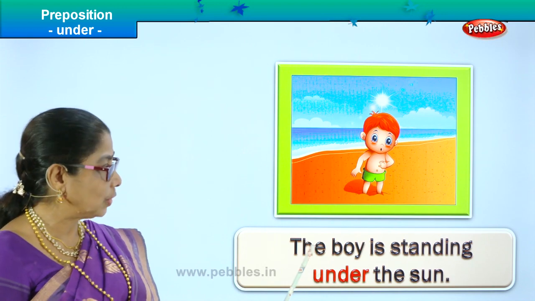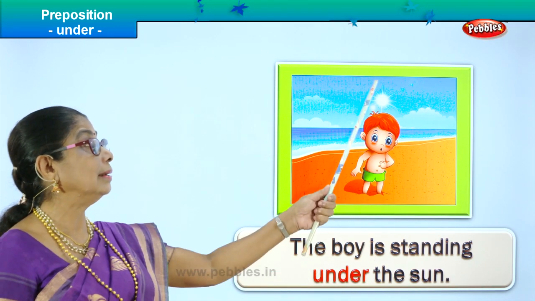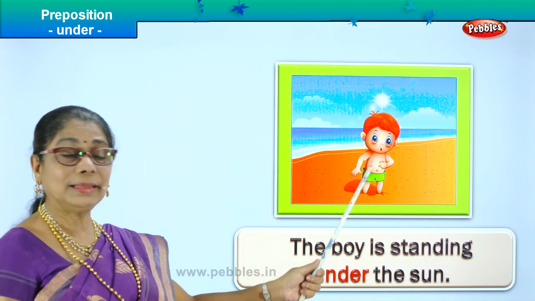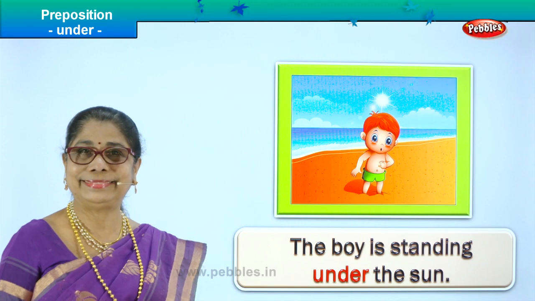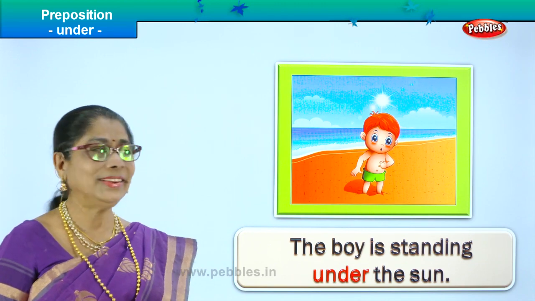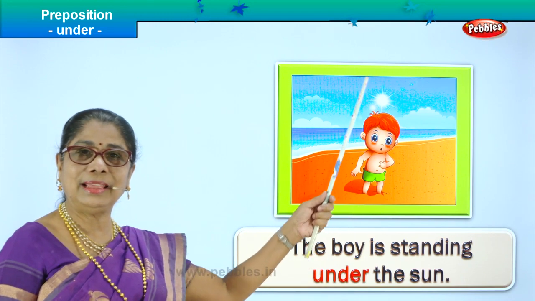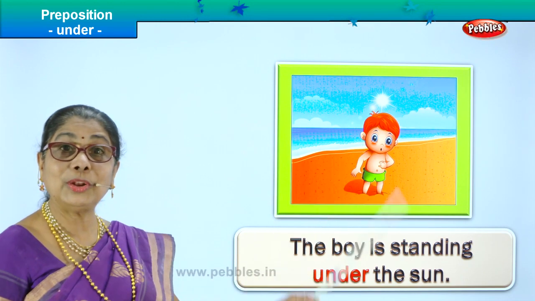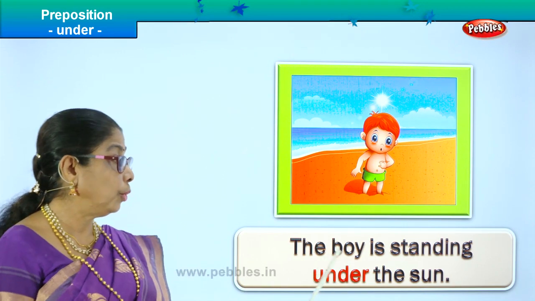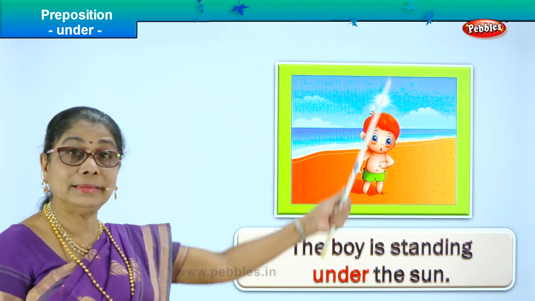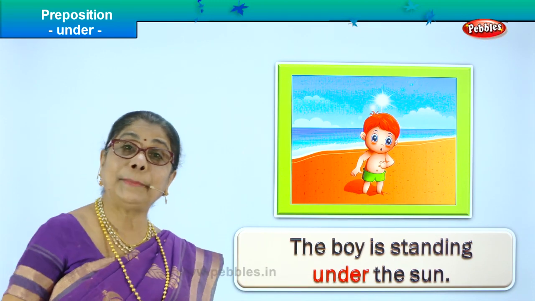Let's read the sentence together. The boy is standing under the sun. Can you see? The boy standing under the sun. Good. Are you happy? The picture says very clearly where he's standing. We're learning under, preposition under. The boy is standing directly under the sun. Okay, good. Let's take another picture.